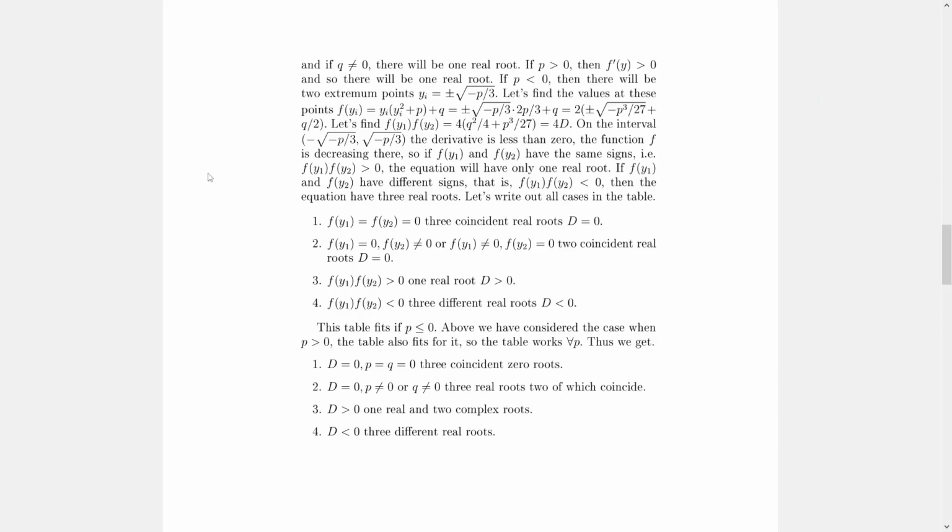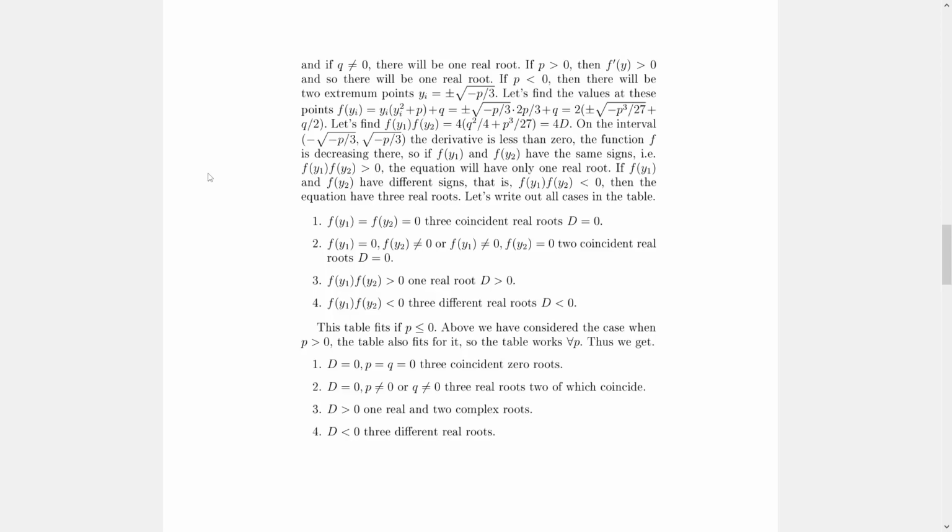Let's find the product of function values at the extreme points. It equals 4 multiplied by q squared divided by 4 plus p cubed divided by 27, which equals 4 multiplied by d, where d is the expression in the brackets.